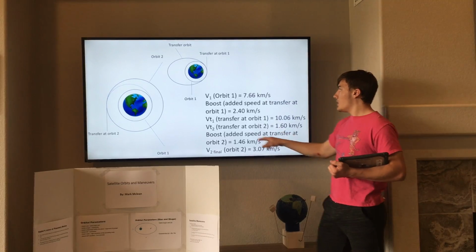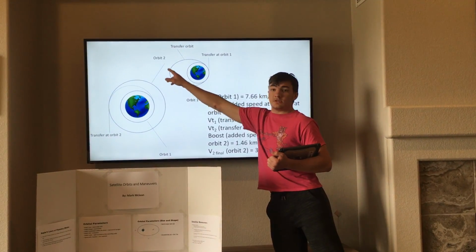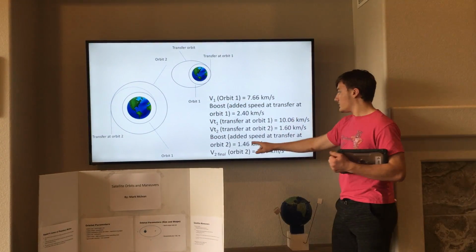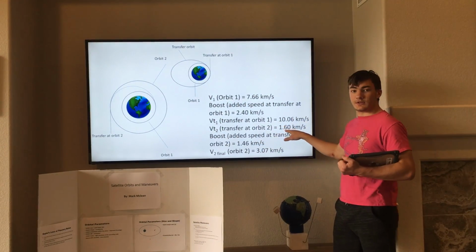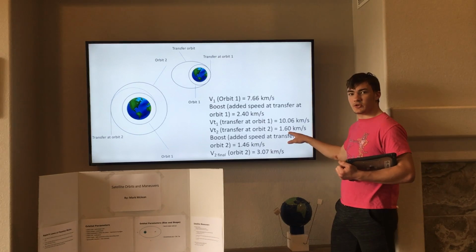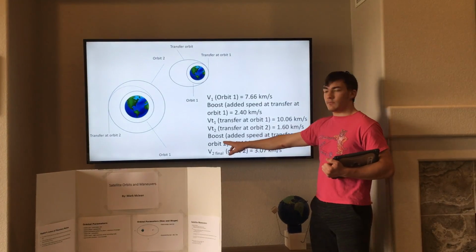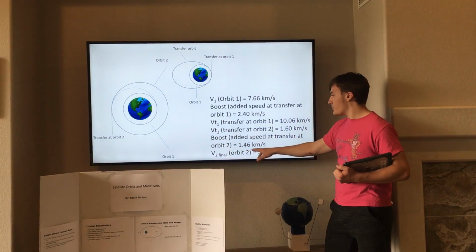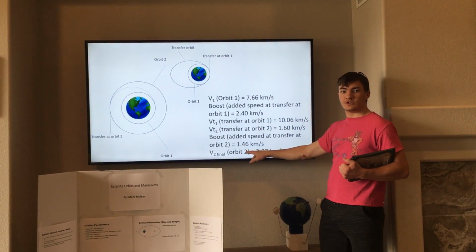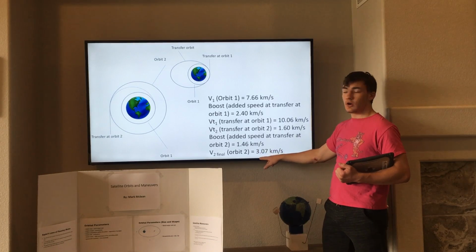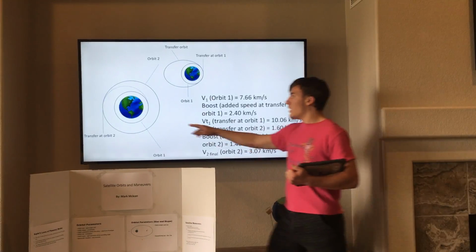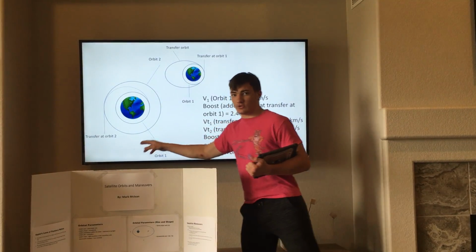Once it comes out here and reaches this point over here, it is now traveling at 1.6 kilometers per second. It must then boost again to remain in the geosynchronous orbit. It has to add 1.46 kilometers per second, totaling a speed of 3.07 kilometers per second while remaining in this geosynchronous orbit.